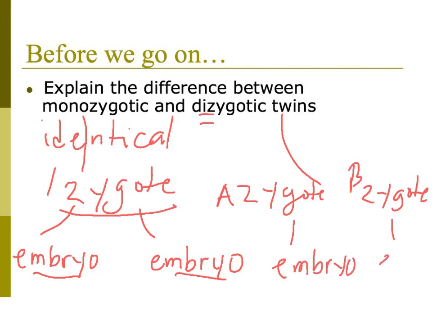Now, in this case, they have their own unique genetic material because zygote A came from one egg and one sperm, and zygote B came from another egg and another sperm. So these we often refer to as fraternal twins. Okay.